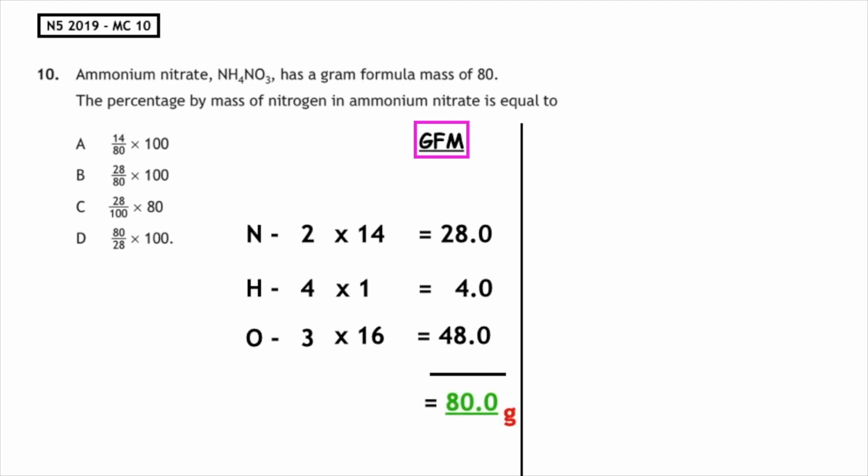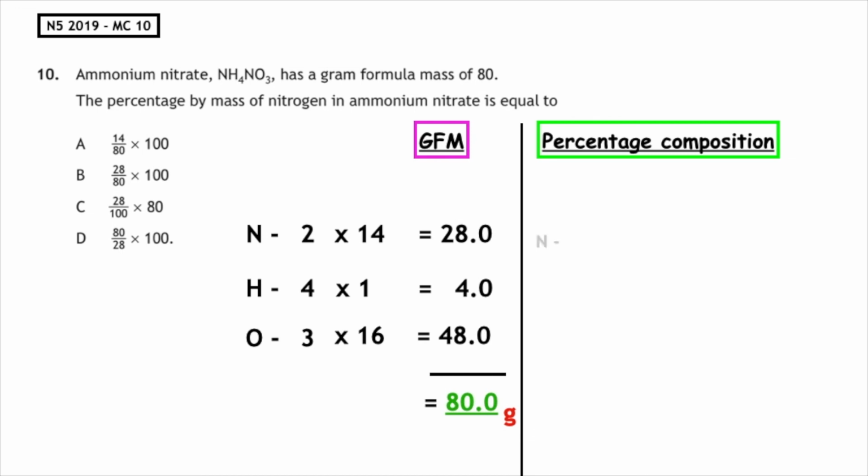The question wants us to work out the percentage composition of nitrogen in the compound. The total mass of nitrogen that we've calculated by showing our working for our GFM is 28 over the GFM, which is 80, multiplied by 100. So the correct answer to this question is multiple choice answer B.